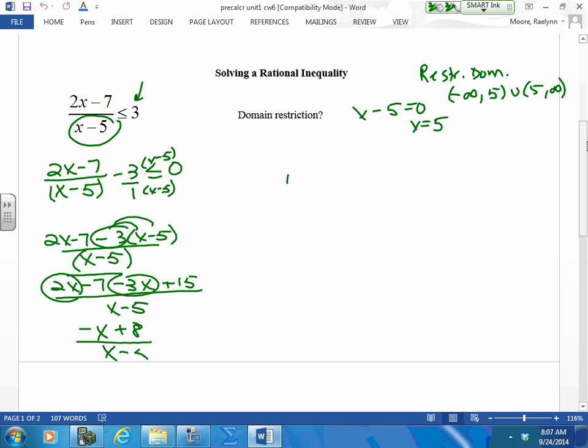Okay. This is your reduced inequality. This is it. Okay. This and this should be exactly the same. We didn't change anything. We just found a common denominator and we cleaned it up a little bit. So now we do zeros of your numerator.